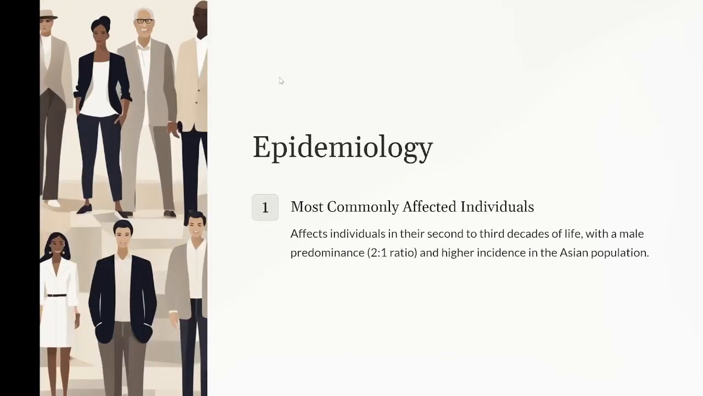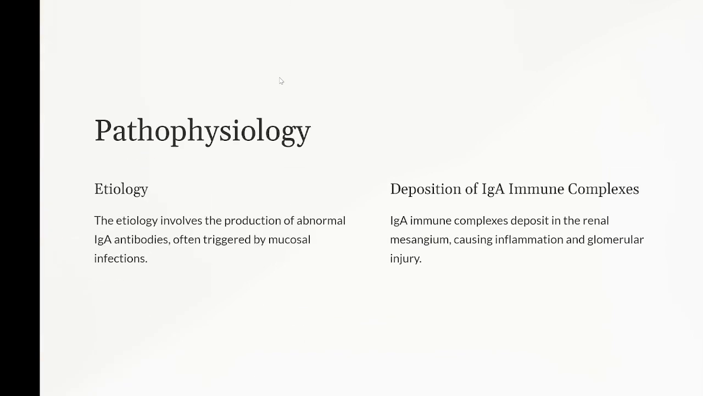Epidemiology: most commonly affects individuals in their second to third decades of life, with a male predominance, 2:1 ratio, and higher incidence in the Asian population. Pathophysiology: the etiology involves the production of abnormal IgA antibodies, often triggered by mucosal infections. These IgA immune complexes deposit in the renal mesangium, causing inflammation and glomerular injury.